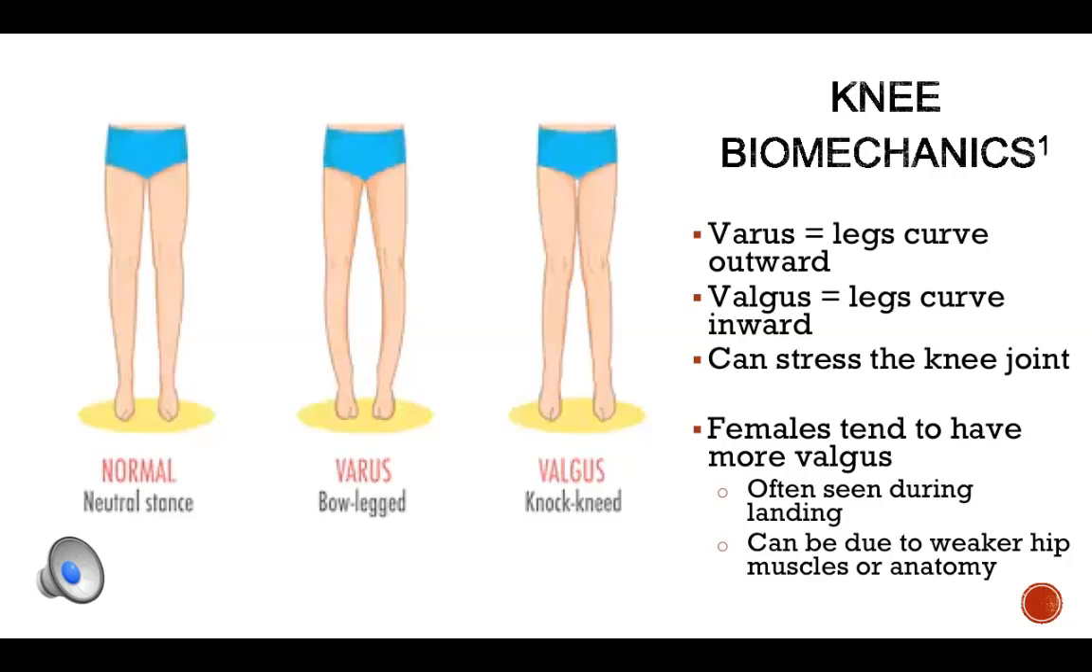curving inwards. Abnormal stance, such as varus or valgus, can lead to stress on the inside of the knee, therefore affecting the ACL. Oftentimes, females have more valgus. This is seen in the jump landing and can be due to weak hip muscles or the shape of their bones.